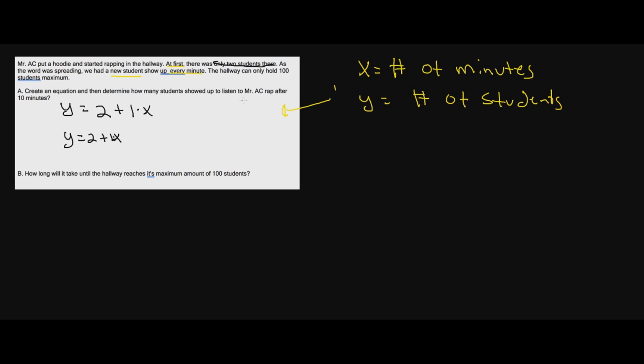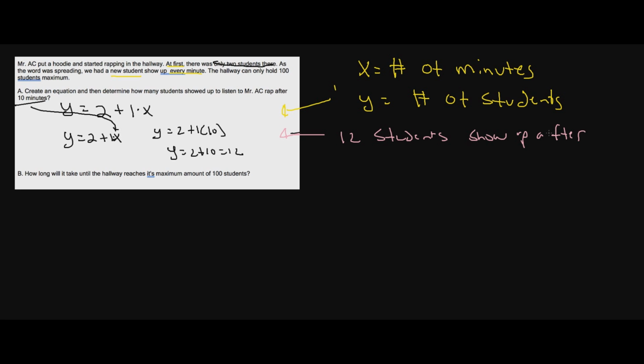How many students showed up to listen to Mr. AC rap after 10 minutes? Well, x represents minutes, so plug the 10 in for x and we get y is equal to 2 plus 1 times 10. 1 times 10 is 10, so we get y is equal to 2 plus 10, which is 12. So we know without a doubt we had 12 students show up after 10 minutes.